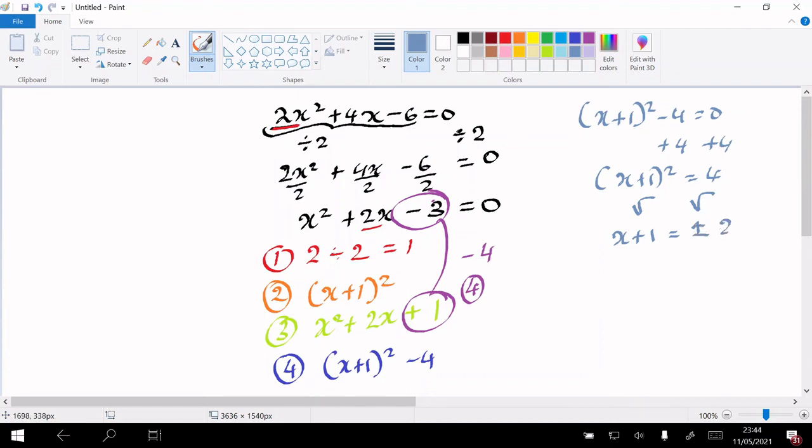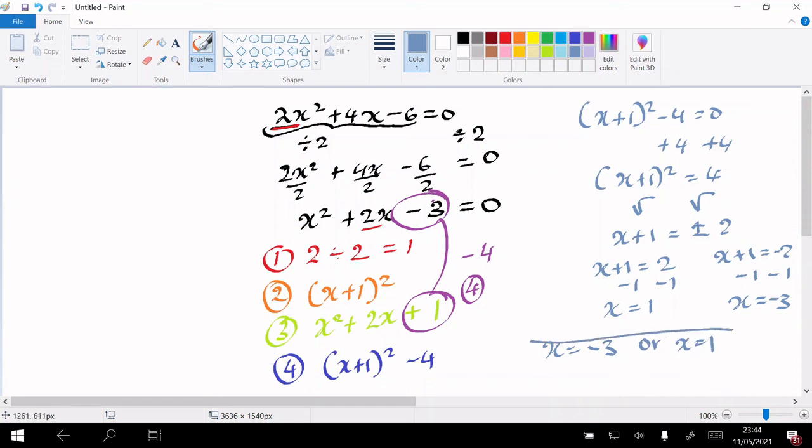It is very important that you put in the plus minus, and after that split it into two different equations. x + 1 = 2, x + 1 = -2, and solve the two separately. So you will do minus 1 here, that gives you x = 1, minus 1 here, and that gives you x = -3. So you know that x = -3, or x = 1.